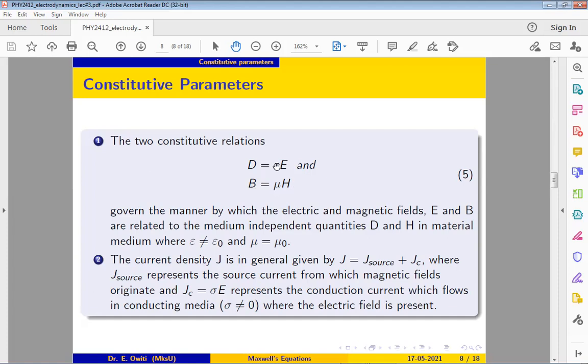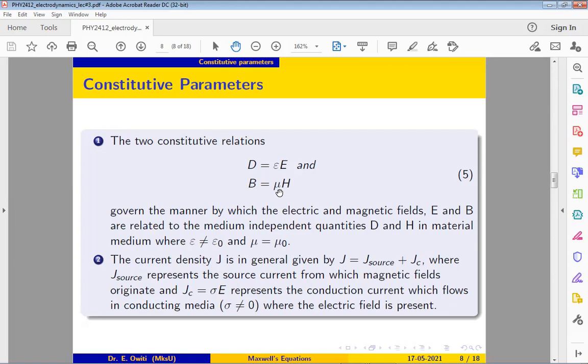The reason why you need to understand these constitutive parameters is that sometimes when you read different books, you will find Maxwell's equation written in terms of D. Some equations will be written in terms of E, but it is basically the same thing. The connection between D and E must have this permittivity epsilon. Again, some equations will have B, some will have H. It is the same equation, only that they are connected by the permeability of the material, mu.